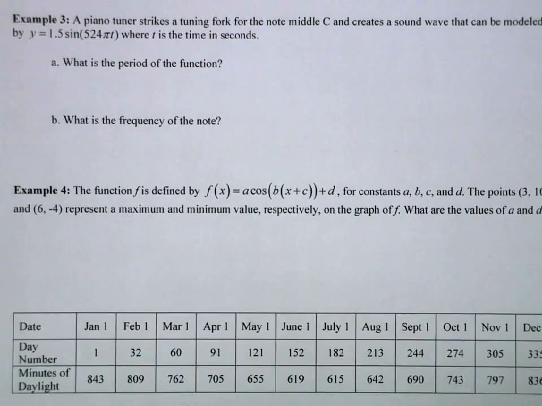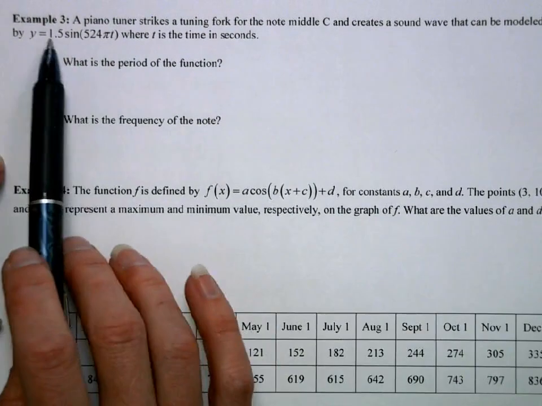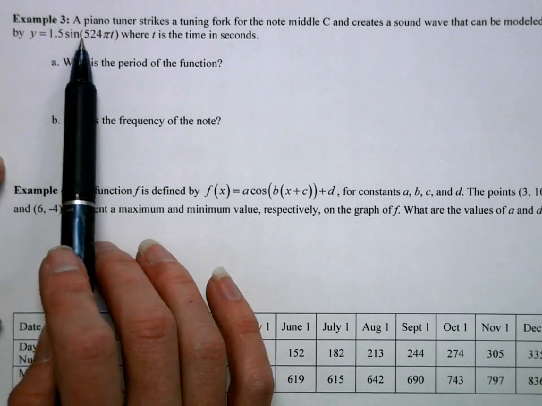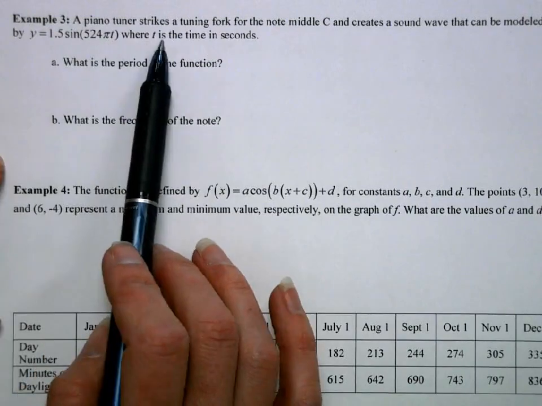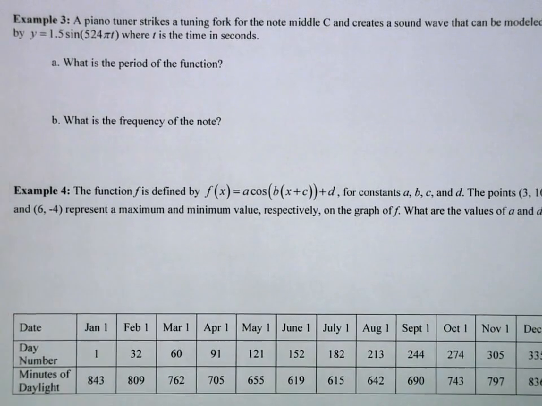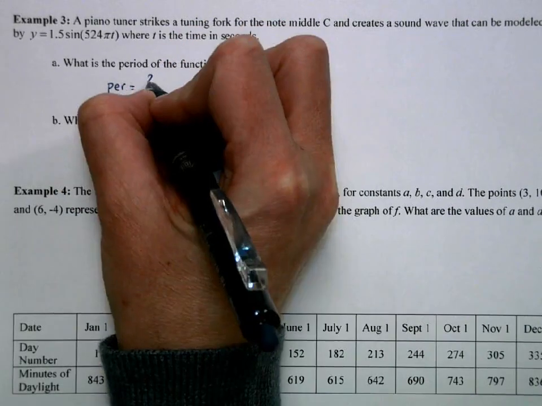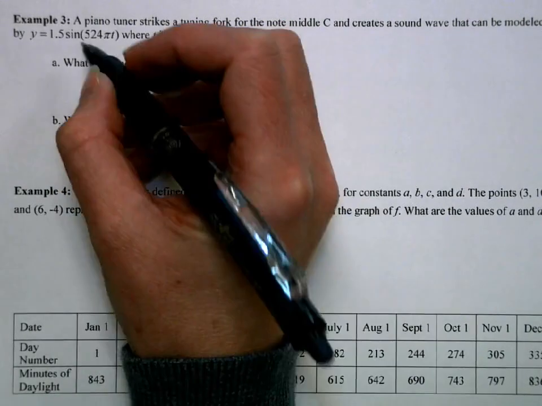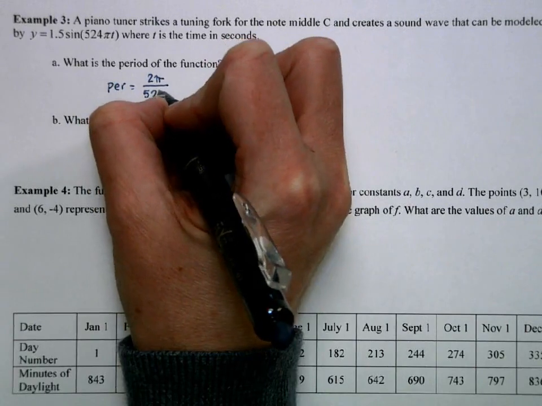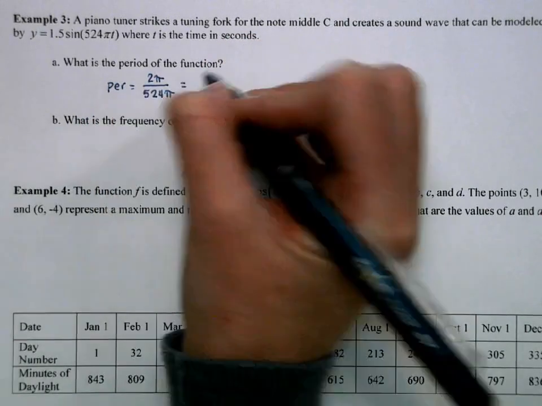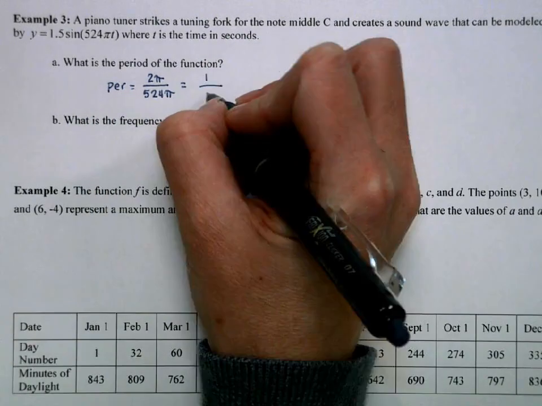Okay, sound waves are another thing that are cyclic. So a piano tuner strikes a tuning fork for the note middle C. It creates a sound wave that can be modeled by y equals 1.5 sine 524 pi t, where t is in minutes. So what is the period of our function? Our period is always equal to 2 pi divided by our b value. Okay, which, if I simplify this, is 1 over 262.